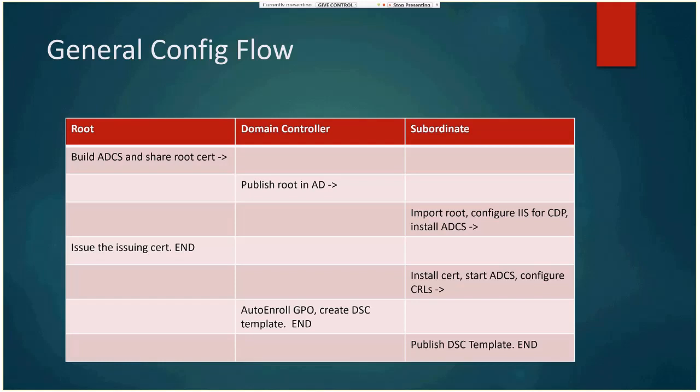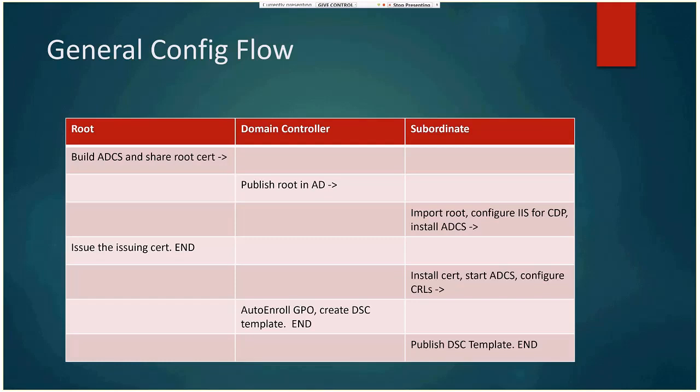Then I go back to the root and I issue the issuing certificate once that enterprise subordinate is installed. After that, I return to the enterprise subordinate. I install the issuing certificate. I start ADCS. I configure the certificate revocation list. Then I go back to the domain controller. And here's where the build is done.